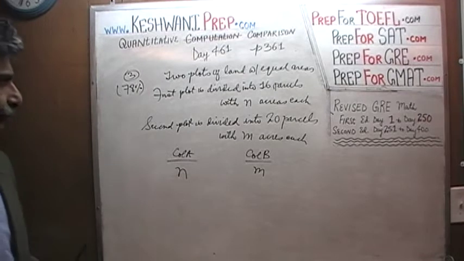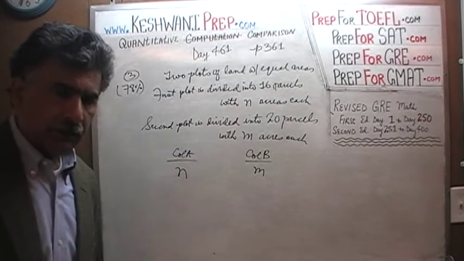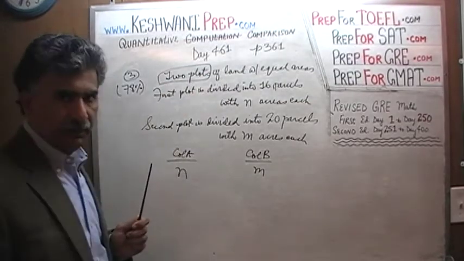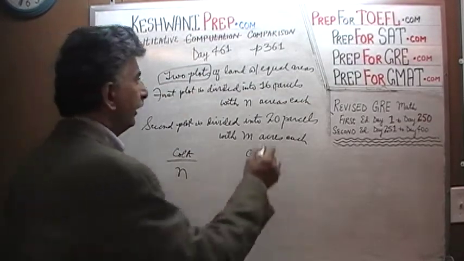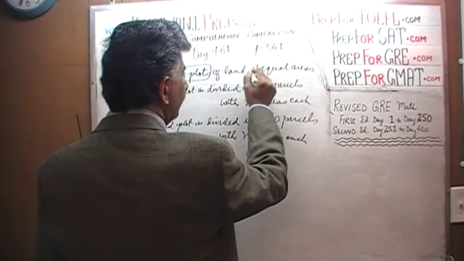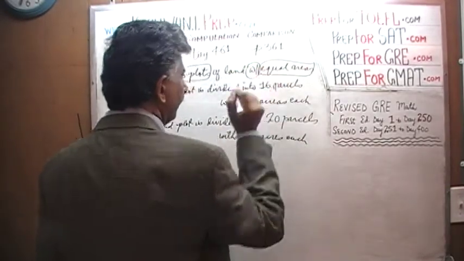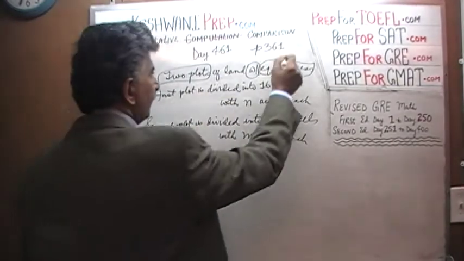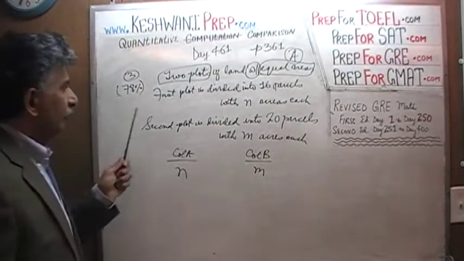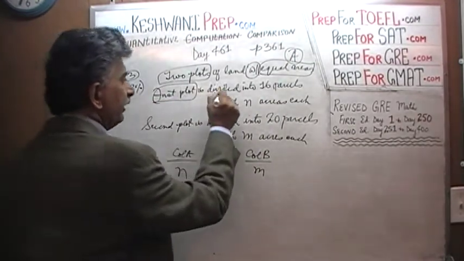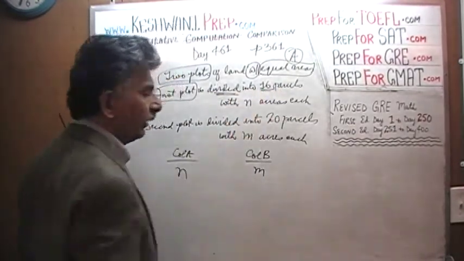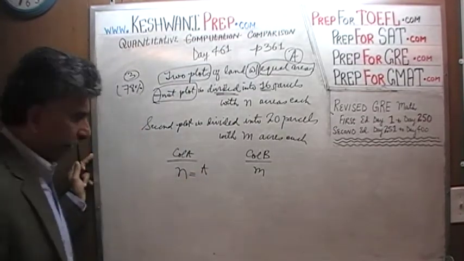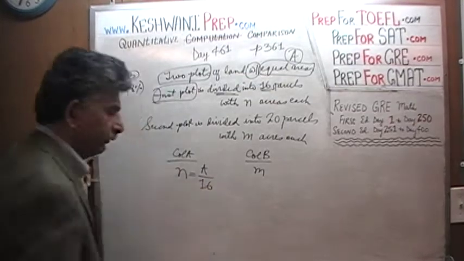Here's what's going on. The key thing to understand is that these two plots of land have equal areas. If the area happens to be, let's call it A, what happens to the first plot? In the first plot, we are dividing this land into 16 equal parts. So this n that we see here is whatever the total area is, divided into 16 equal parts.